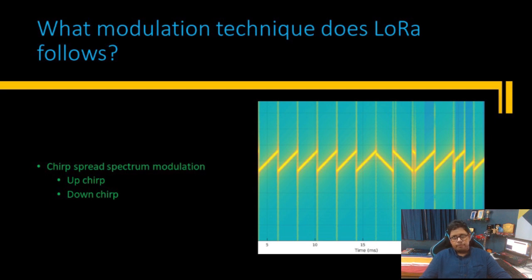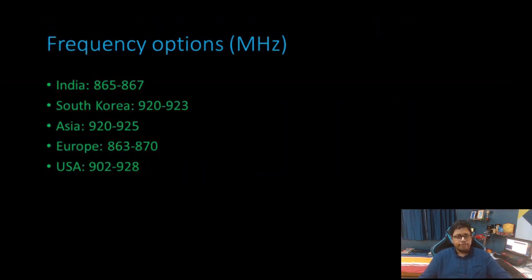But the point you have to keep in mind is that the frequency of LoRa differs from area to area. Why? Well, LoRa is actually deployed on the unlicensed bands, or the ISM bands, which stands for industrial, scientific and medical. And ISM bands are different for different countries. For India it's 865 to 867 megahertz. For South Korea it's 920 to 923 megahertz, and that's the band where LoRa gets deployed.